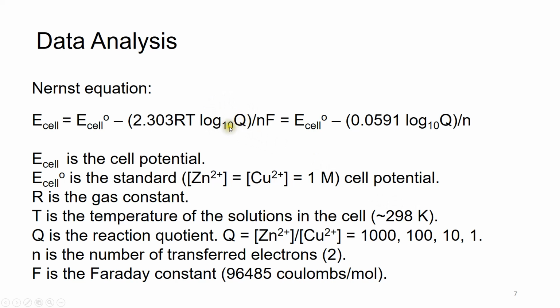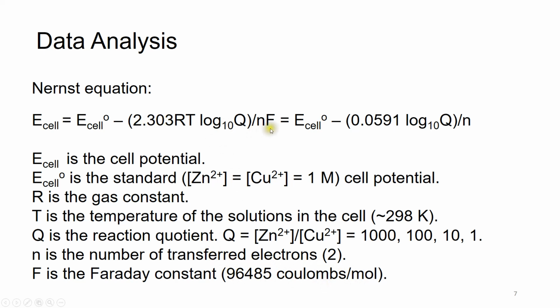The base is 10, divided by nF. n is the number of transferred electrons. F is the Faraday constant. The value of the Faraday constant is 96485 coulombs per mole. This is actually the total charge of 1 mole of electrons.